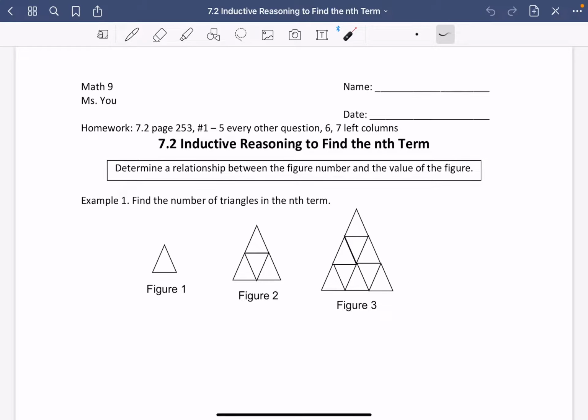Hello everyone. Today we'll be working on section 7.2, inductive reasoning to find the nth term. So for 7.1, we were able to find a specific term, and for 7.2, we'll be able to find the nth term, so a general term.